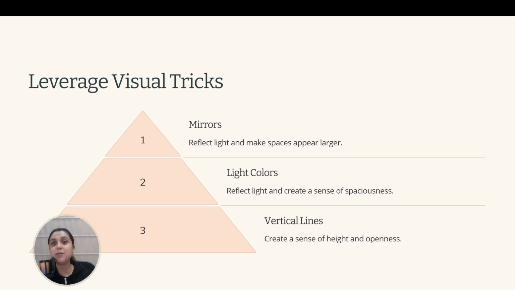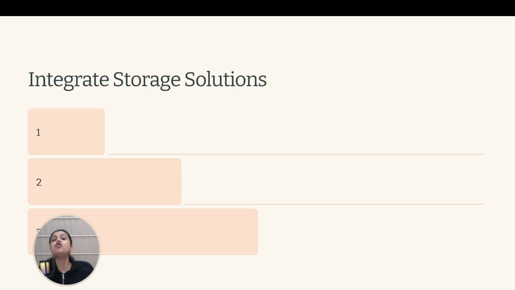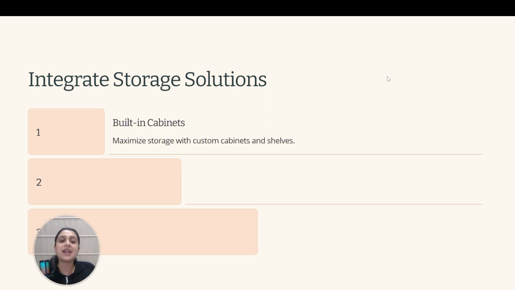A bonus tip is that you can use a lot of white color for your ceiling if you want to add height to the space. Then the next thing is integrating storage solutions. So when we are talking about layout, even if we are looking at aesthetics, even if we are trying to create a very beautiful space, it is not hidden from anybody that every human being needs storage solutions. So we need to maximize storage with custom cabinets and shelves.